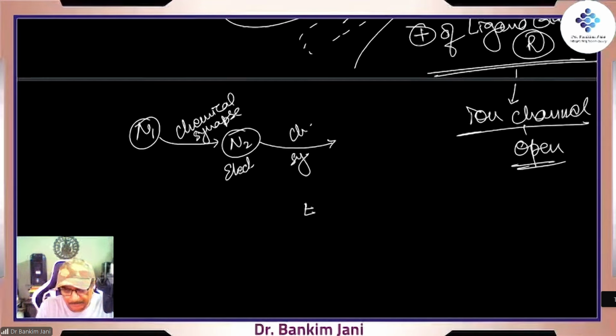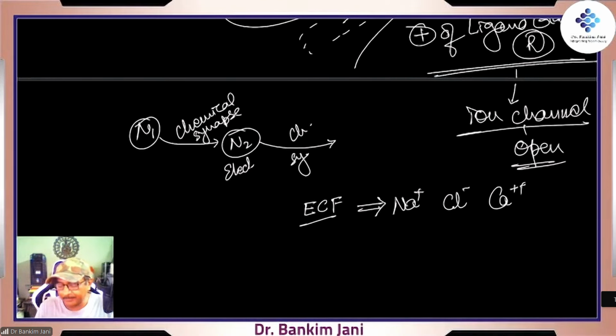In general, we know this fact that in case of ECF, in our extracellular fluid, there is a large amount of sodium, a large amount of chlorine, and a large amount of calcium. There are even other minerals also, other salts also. But we are just keeping this simple because these are the ions which we will be using for our purpose.